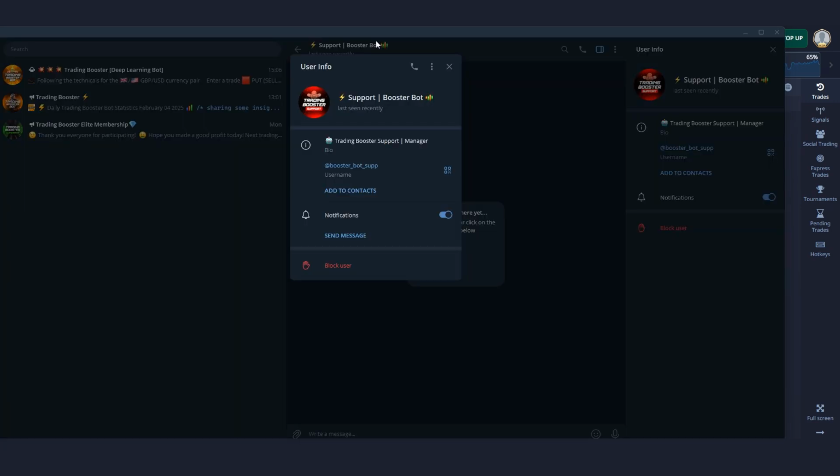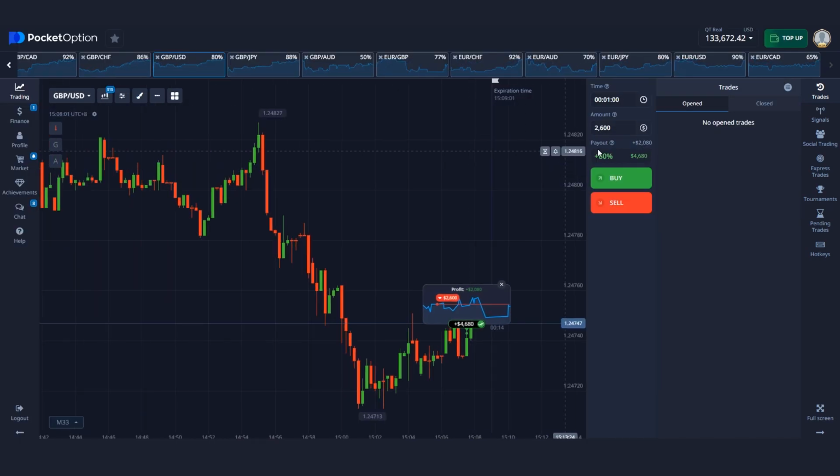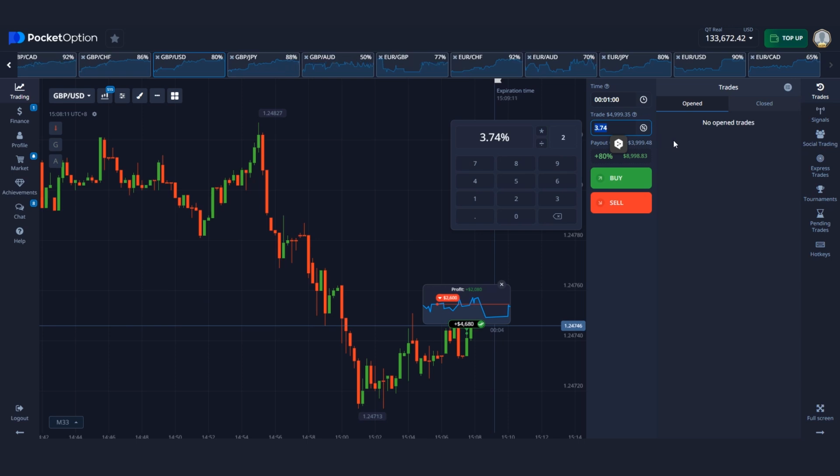Now, let's move on to 10 to 15%. What kind of trade should I open here? And unfortunately, because of the limitations of Pocket Option, I can't open trades for more than $5,000. I need to upgrade my account settings, but we can open a trade for 10%, and that would be a $13,000 trade. We can do this pretty well.